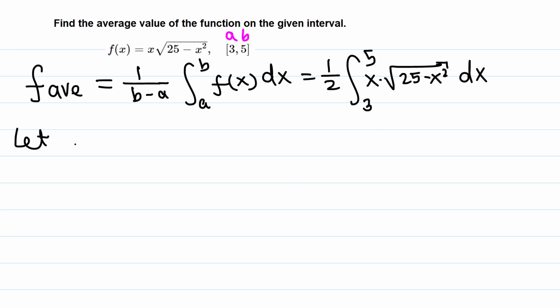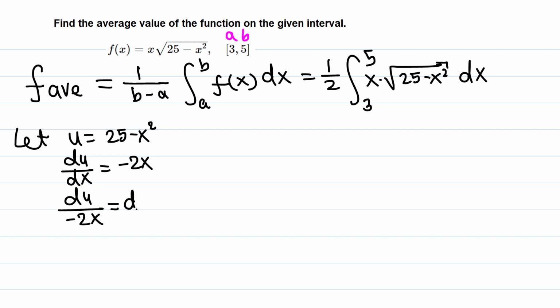Let u be the inside function, 25 minus x squared. Then the derivative with respect to x is negative 2x. Now we can solve for dx: du over negative 2x is dx. Now we have two options. We can change these limits, because 3 and 5 are in fact x equals 3 and x equals 5, into the new variable u, or we can simply integrate, back substitute u, then use 3 and 5. So there are two ways to do it.